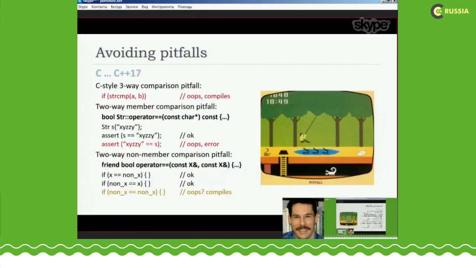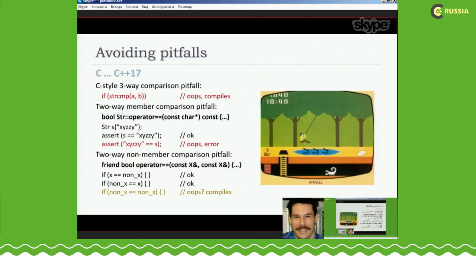So since I've talked about pitfalls, let's finish by talking about some of the pitfalls. And those of you who may remember the Atari game of the same name, there are 3 pitfalls that come from anywhere from C up to C++17. The very first is actually from back in C. If you've ever seen somebody write if strcmp a comma b, unfortunately that compiles and it does not do what you almost certainly intended to do. That is a well-known pitfall, because it's going to return 0 if they're equal, which means false. That's not what most people who write if strcmp intended it to mean.